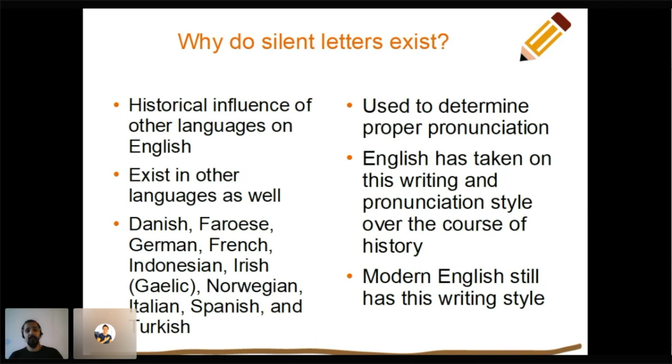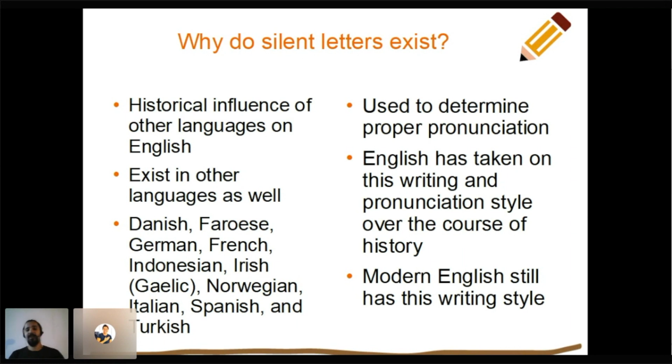English has taken on this writing and pronunciation style over the course of its history, especially from French, if we consider that French is the language that has some of the most silent letters used in order to determine pronunciation. Modern English, as we know it today, has continued this writing style, but has adopted the phonetic way of pronouncing words. So, while we still write these silent letters, we just don't pronounce them any longer, and we don't use them in the same way that they were used throughout history.